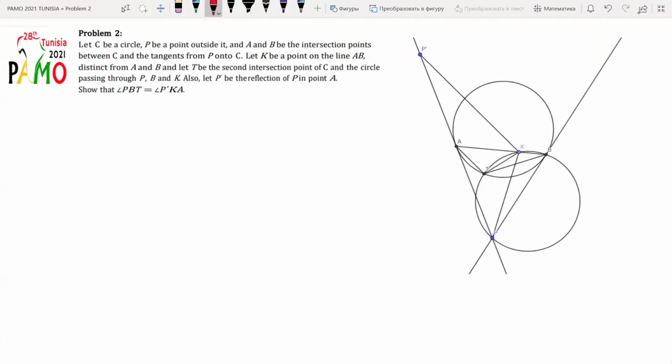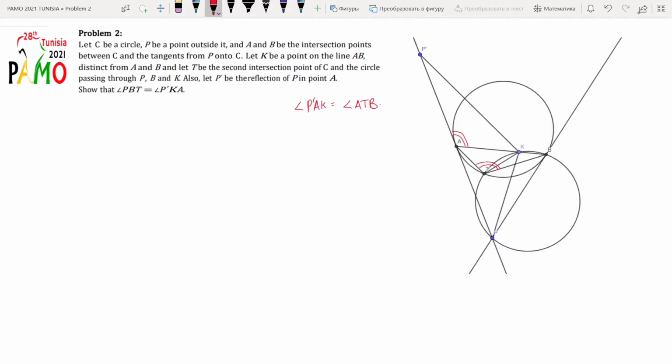So I've added some other lines here which we are going to use for our angle chasing. Right now, the question asks us to show that this angle, that is angle P prime KA, is equal to this other angle, the angle PBT. So first of all, let's do some bit of angle chasing. We know that by circle theorem, this angle here is going to be equal to this angle here. So that is angle P prime AK equals angle ATB.